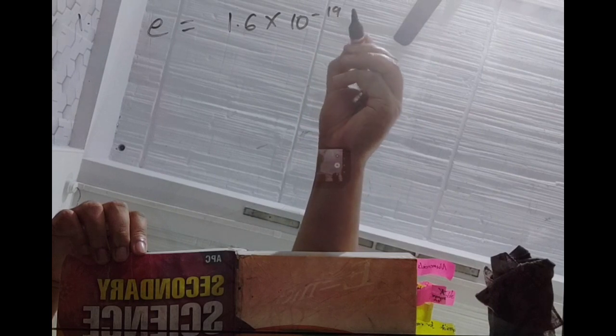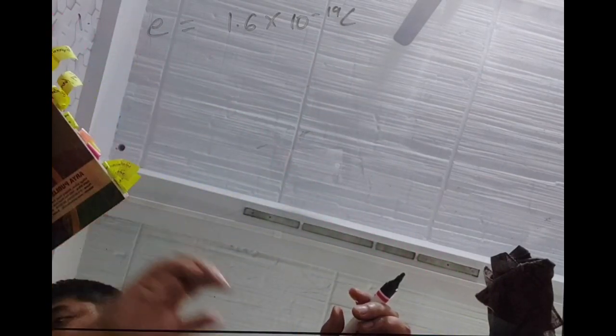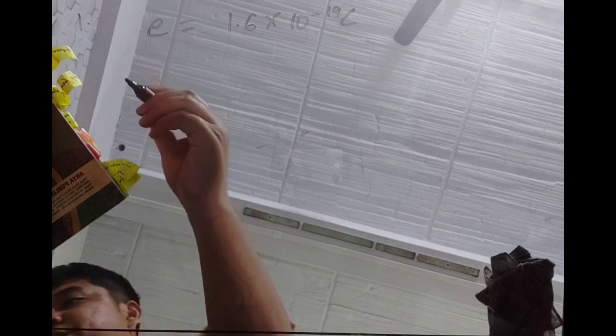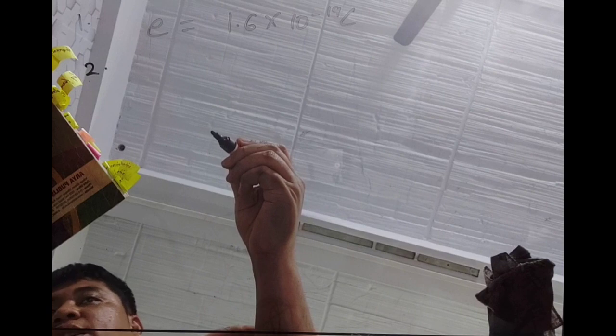Now let us discuss the in-text questions on page 70. In-text question number 1. What is the value of the charge on an electron? It is 1.6 into 10 power minus 19 coulomb. Then the next question is define electrostatic potential. What is its SI unit?